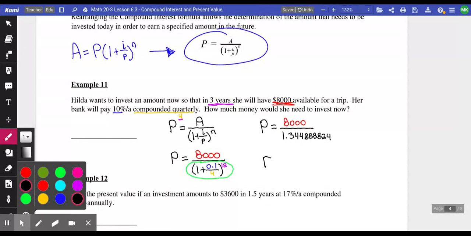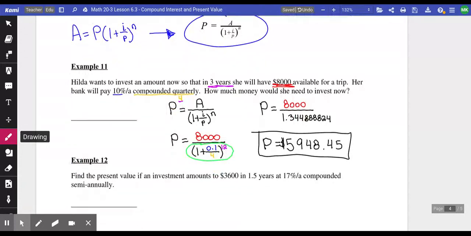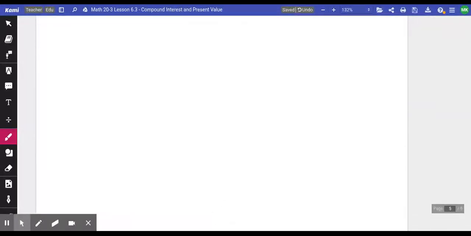Then I want to put that in my calculator. So I want to do 8,000 divided by that number, and I get that the total amount I should invest to be able to end up with $8,000 is $5,948.45. That is the amount I need to give now to be able to earn $8,000. Cool. Let's do one more and then we're done.